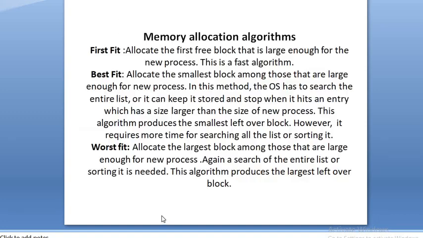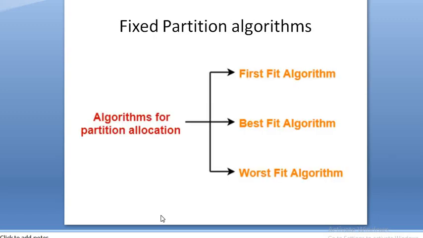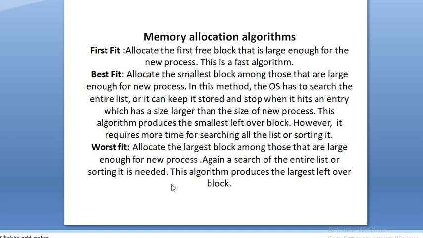Okay. See this problem. We are having 5 memory partitions: 100, 500, 200, 300 and 600. So we have to place our processes of size 212, 417, 112 and 426. We are going to see first fit, best fit and worst fit. First fit we are going to take. What is first fit? Allocate the first free block that is large enough for the new process.